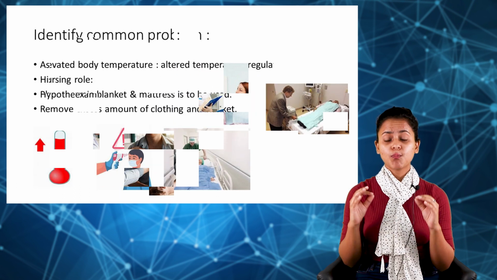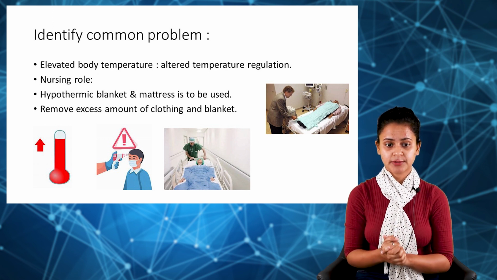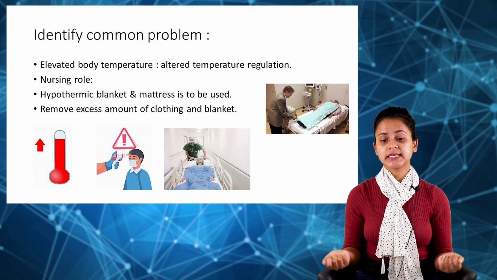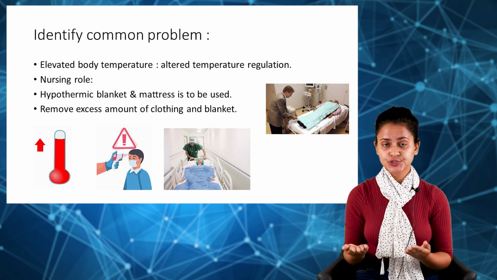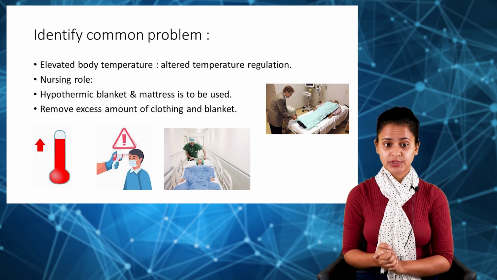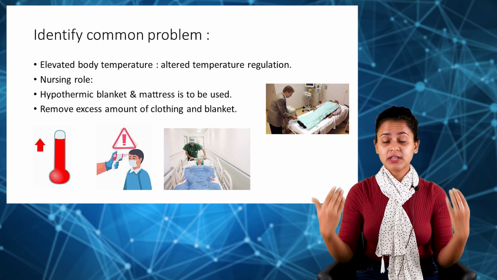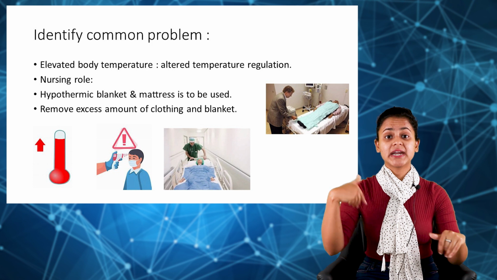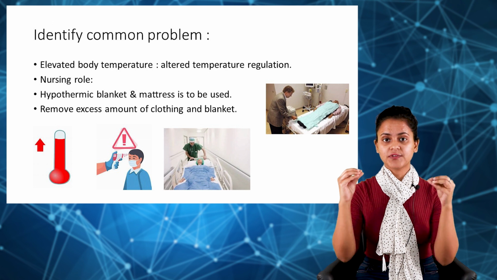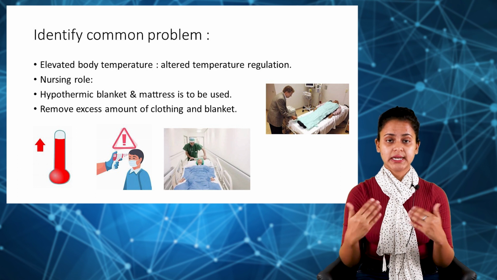of the patient. Now, the basic or common identifiable problem among clients suffering from hyperthermia includes elevated body temperature. So we are going to see altered temperature regulation. Often the client will present with an elevated body temperature, and the client may even have a chance of hypothermia, as certain measures or medications will be administered to manage the condition of hyperthermia. So both cases should be treated with focus while providing nursing care.